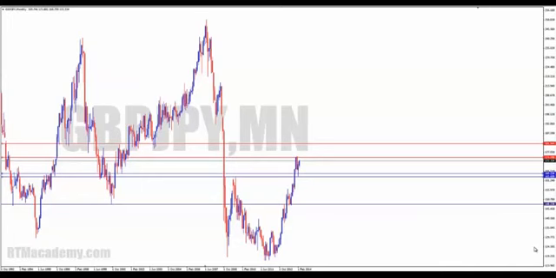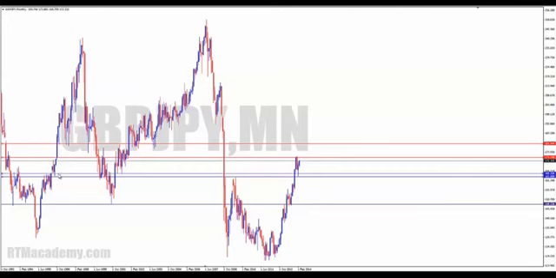At the big picture, GJ here. We're on monthly at the moment, and we've got a few lines drawn here, and we'll see what these are about. Okay, so what did we have?